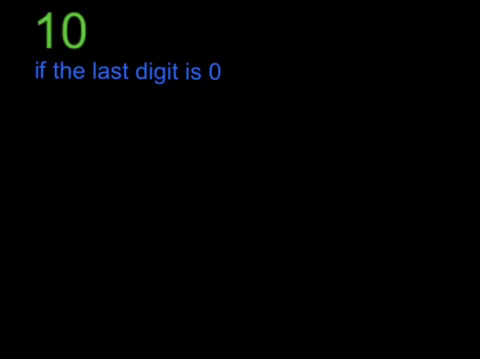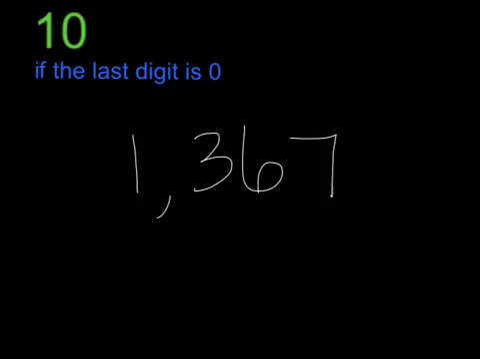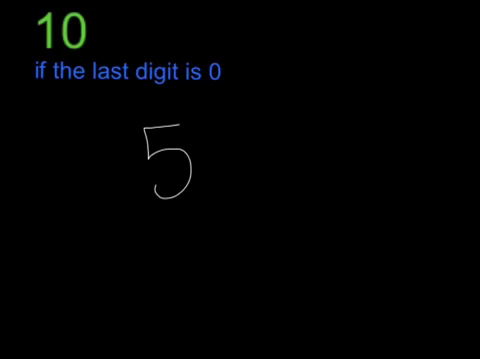Let's do another example. 1,367. Is this number divisible by 10? Let's look at the last digit. The last digit is 7, so no, 1,367 is not divisible by 10. Here's our last example. If we have the number 560, is this number divisible by 10? Well, let's look at the last digit. The last digit is 0, so yes, 560 is divisible by 10.